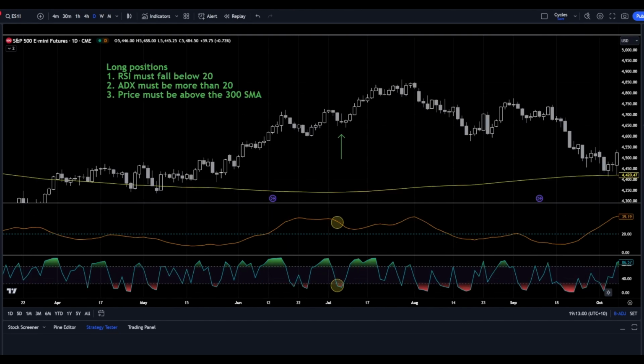And now for the long setup. The RSI has fallen below 20 and the ADX is above 20, therefore we can take a long on the open of this candle. And price is also above the 300-day moving average. To exit a long, we just wait for the RSI to rise above 75. So here it's risen above 75 and we would exit the trade on the open of the next candle.